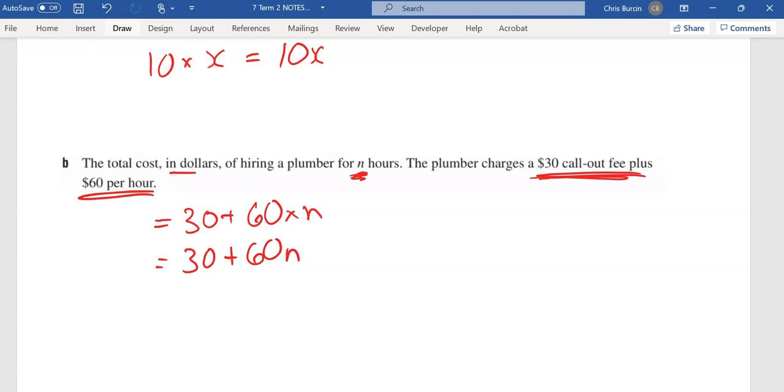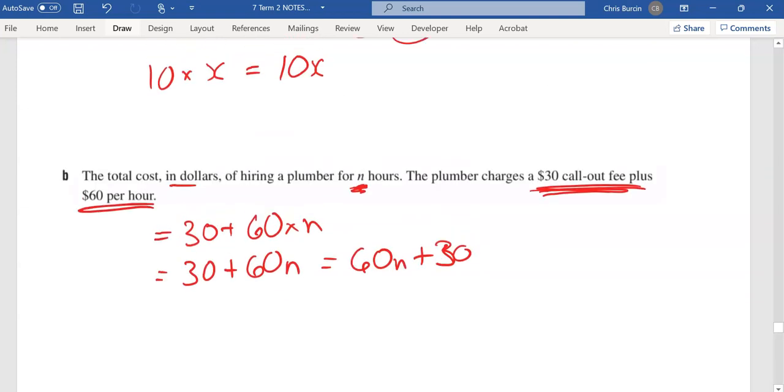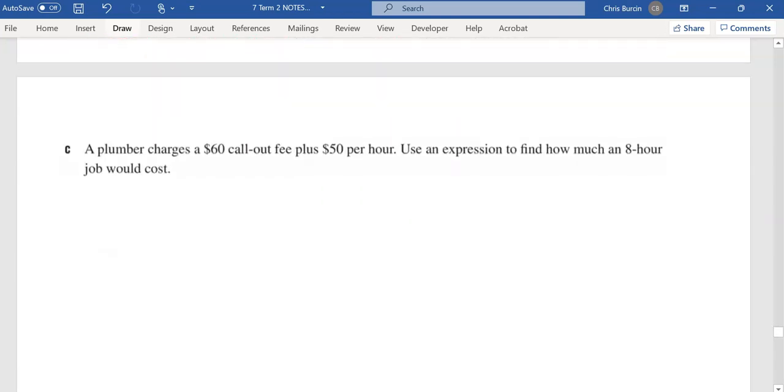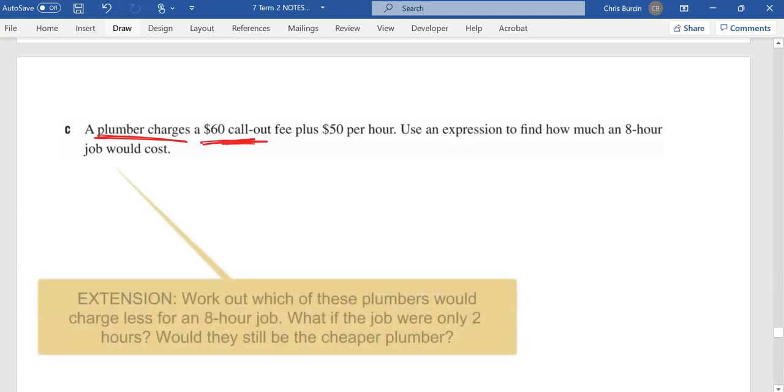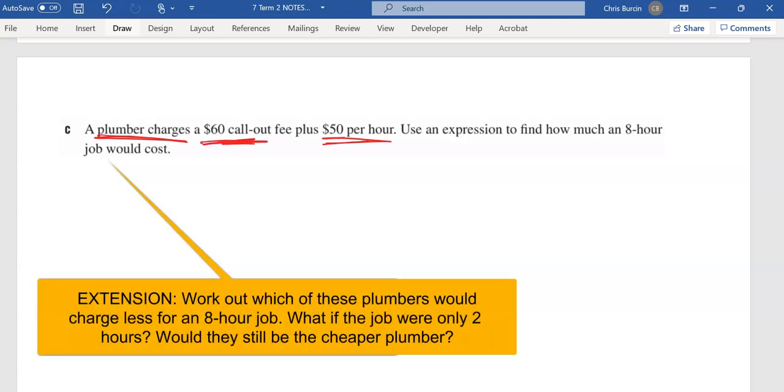Now, because addition, like multiplication, is associative, I could write 60n plus 30. Doesn't matter. I wrote it that way because that's the order of the wording. So here we've got a plumber that charges $60 an hour and a $30 call-out fee. Now, a different plumber, who pays to shop around, charges a $60 call-out fee. Good Lord. Plus, but it's less per hour. Oh, okay. All right. And now we're going to write an expression where we know we've got an 8-hour job.